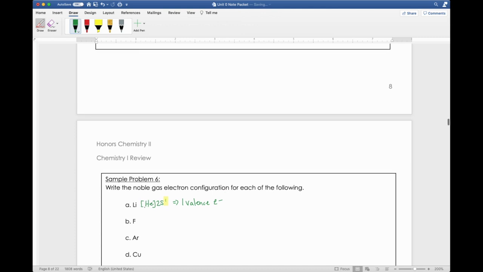These right here are your core electrons. So these are core electrons, which don't really determine how an element reacts. They just help make it stable. And then those valence electrons, these outermost ones, are your most important ones.